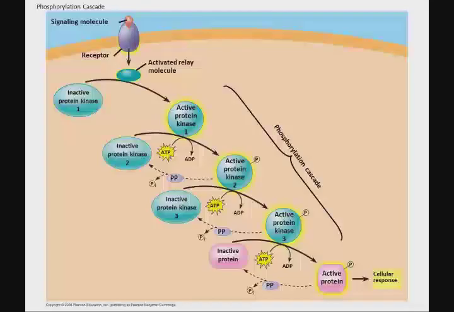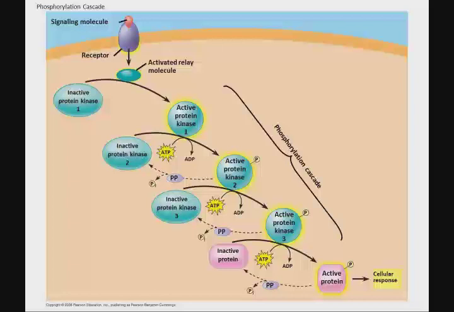So if we look at a phosphorylation cascade, a very, very common mechanism to transduce signals, we see the receptor is activated. It's going to activate a relay molecule, which is going to take an inactive protein kinase to its active form. Now remember, a kinase is going to phosphorylate a protein, and that inactive kinase, now active, can activate yet another kinase, making it active. So it then phosphorylates yet a third kinase, and it becomes active, which can then ultimately activate a protein that does something, a cellular response.